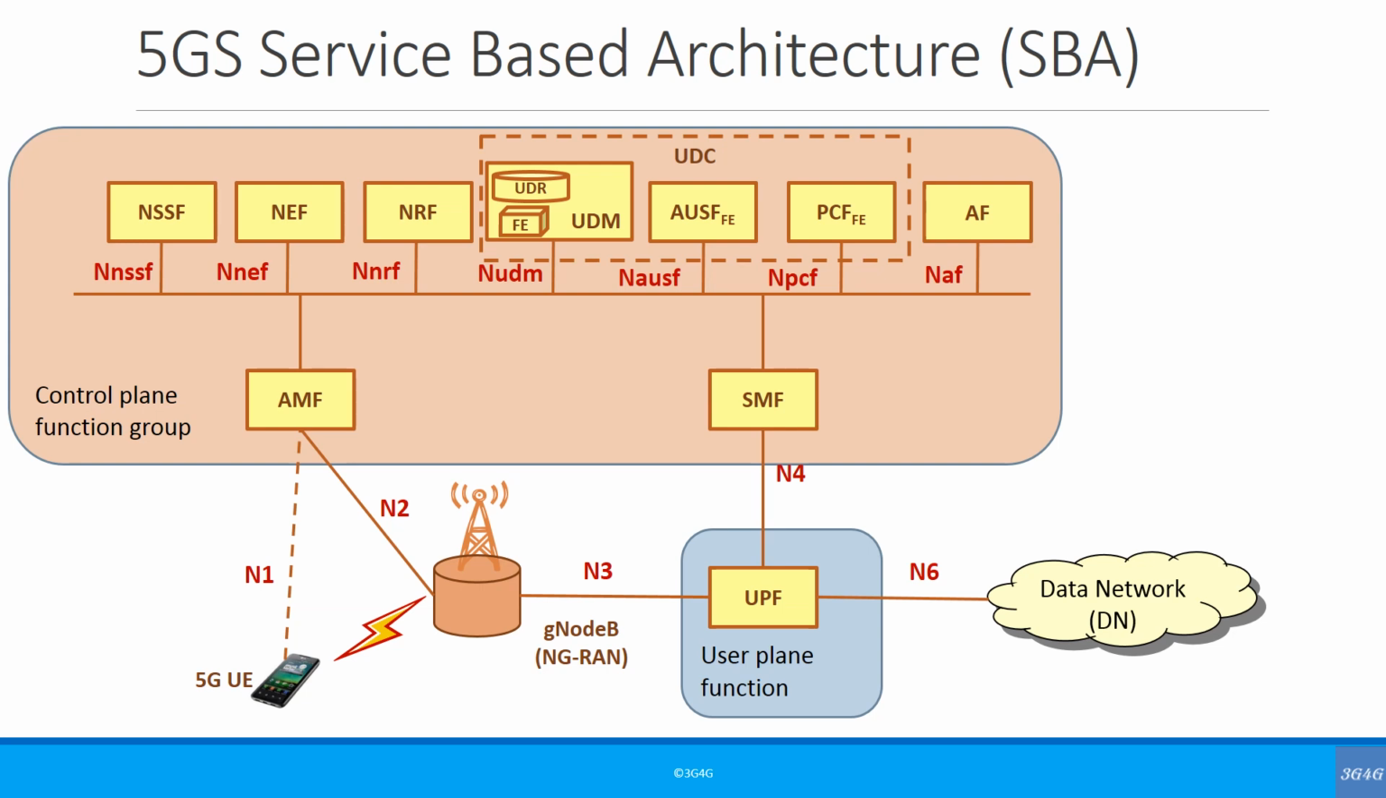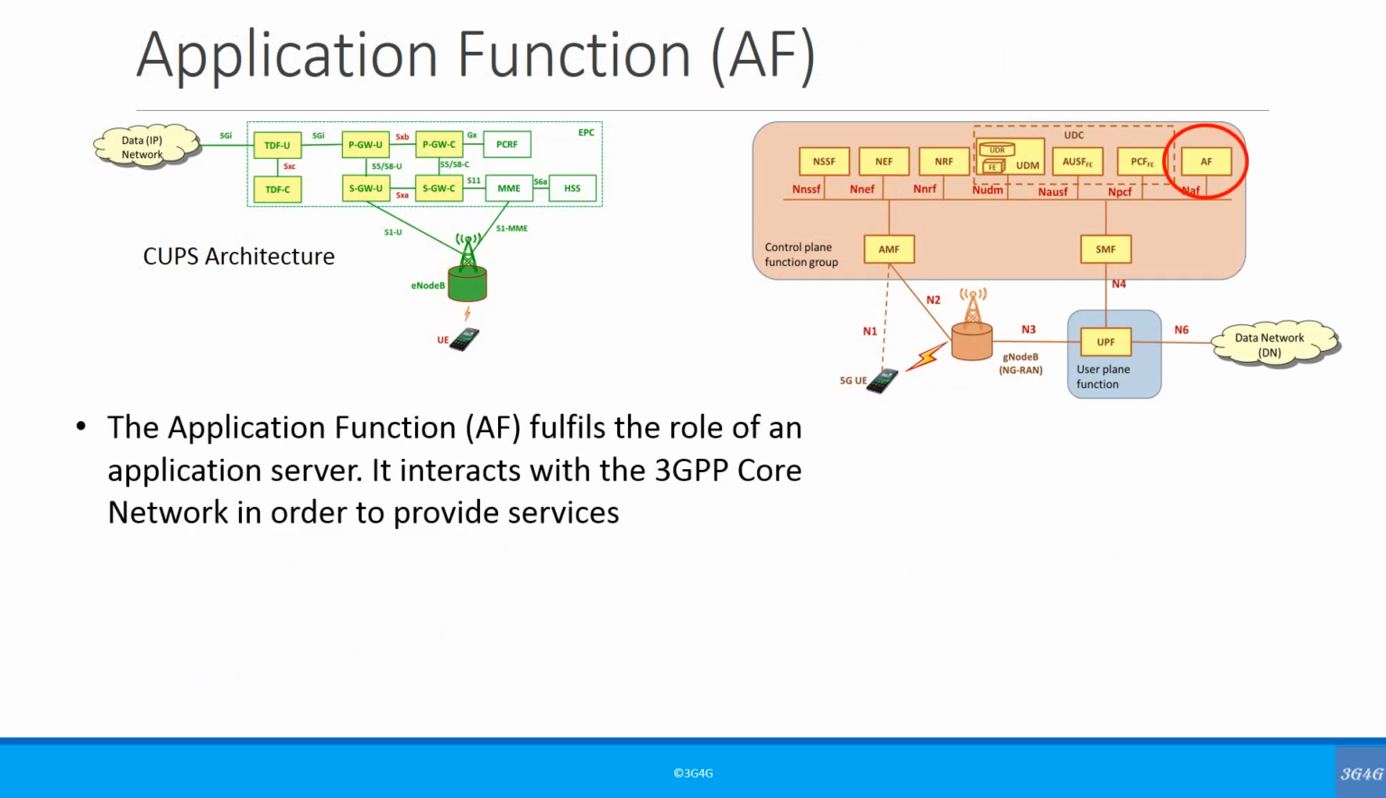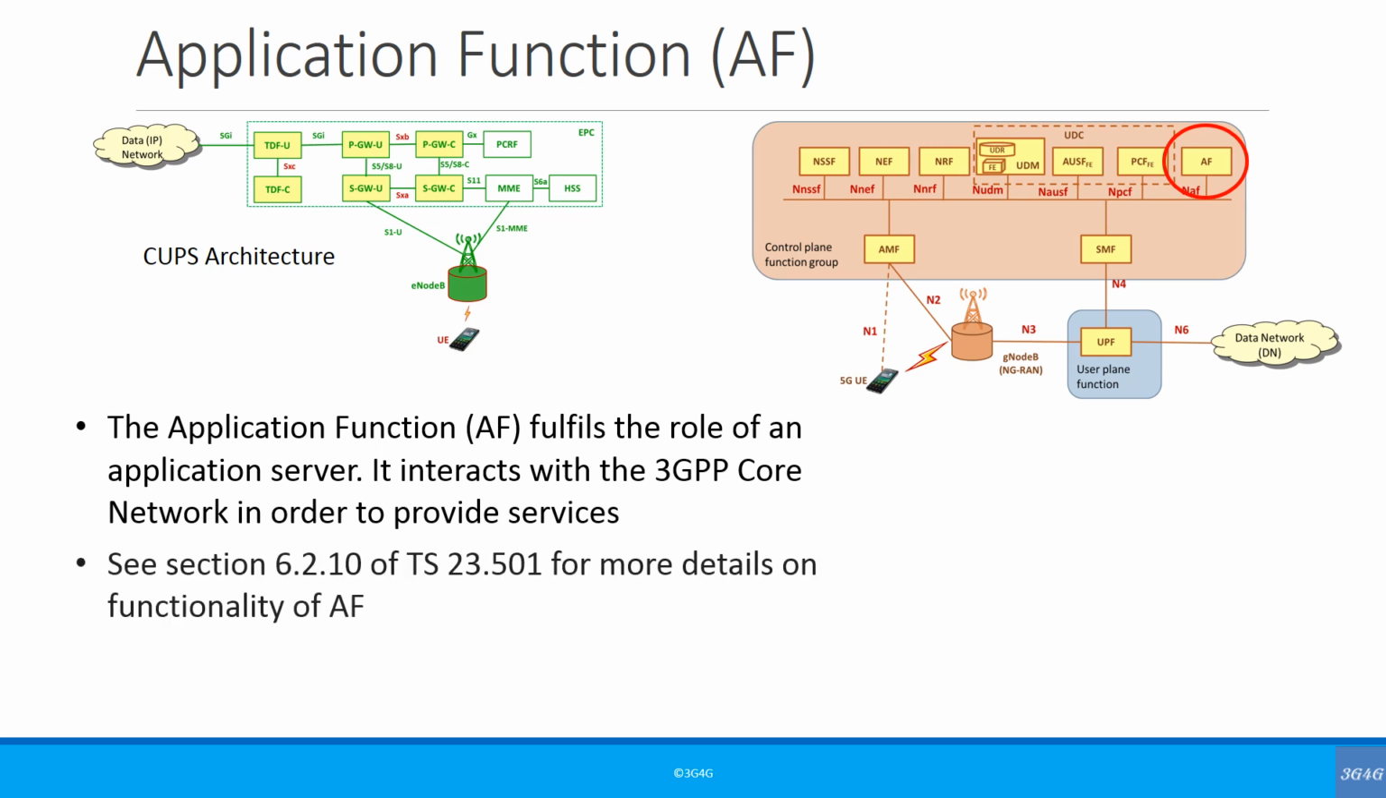Then we finally have the application function, AF. So the application function AF fulfills the role of an application server. It interacts with the 3GPP core network in order to provide services. An application function could be something like the IMS network, which would allow us to do voice over 5G, for example, in future. So 6.2.10 of 23.501 has more details on the functionality of AF.